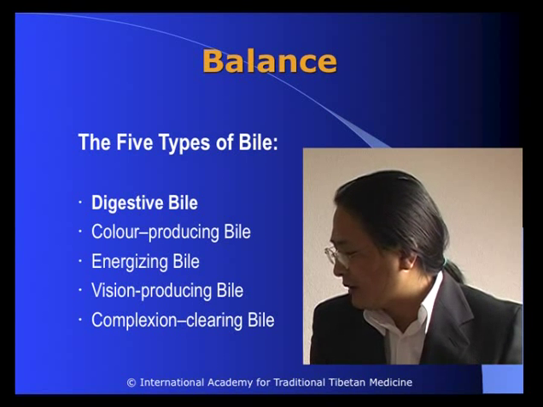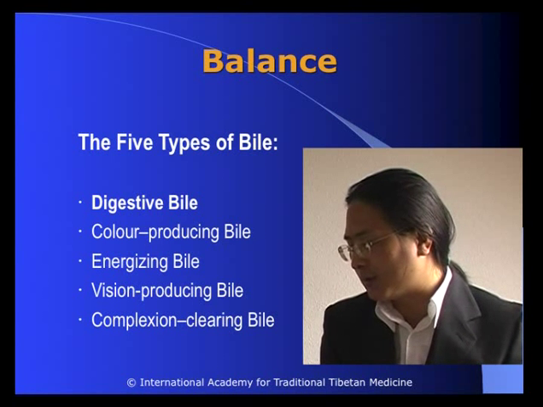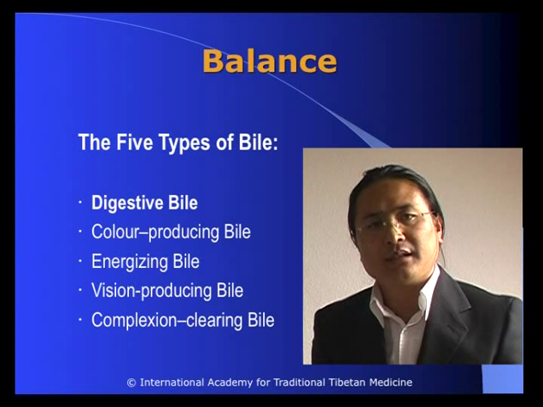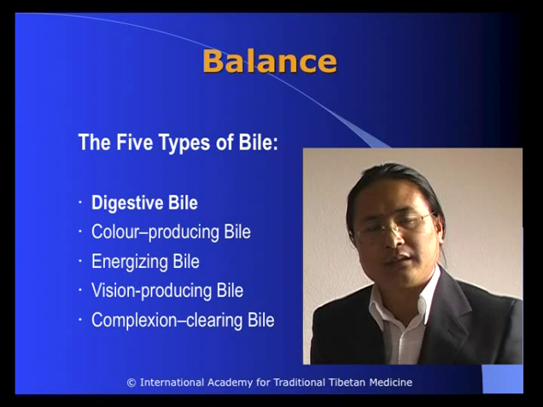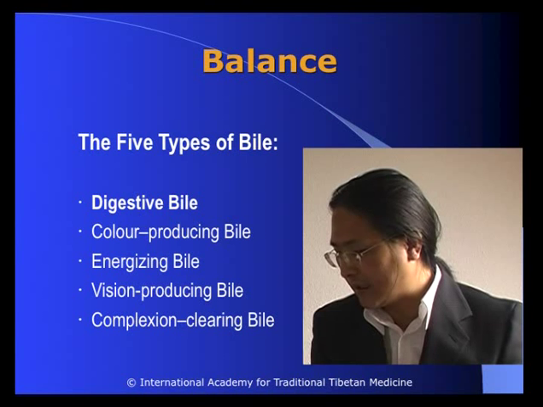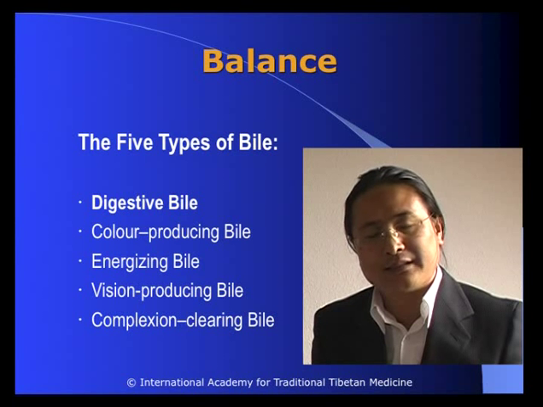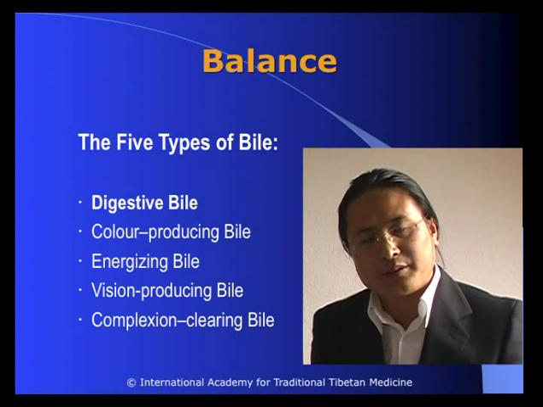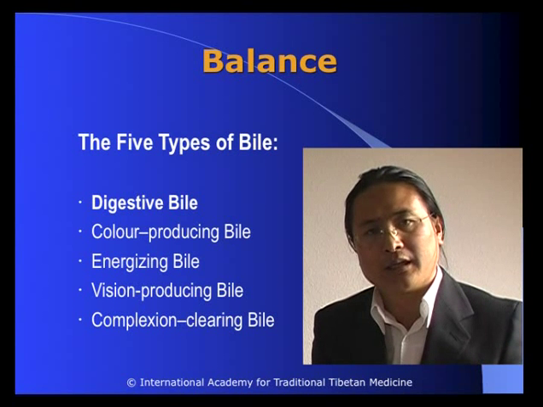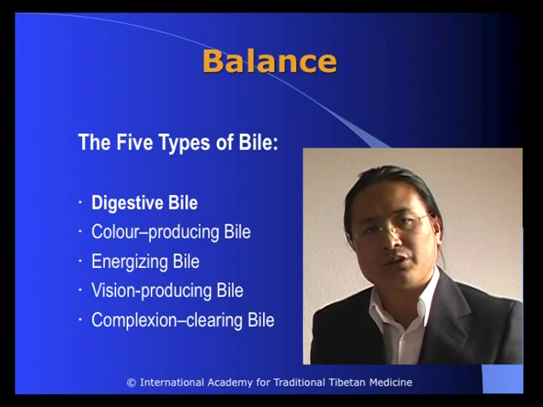Here we see clearly the bile is divided in 5 different types, and the first one is the main one. It's called the digestive bile, which is present in the small intestine, and especially works for the digestion and absorption aspect. And then there are other 4 types of bile: color producing bile, energizing bile, vision producing bile, and complexion clearing bile. There are 5 different types of biles. They have their own locations and their own physiological functions.